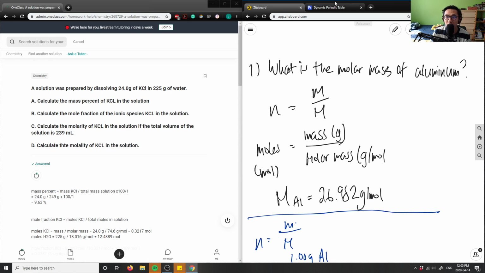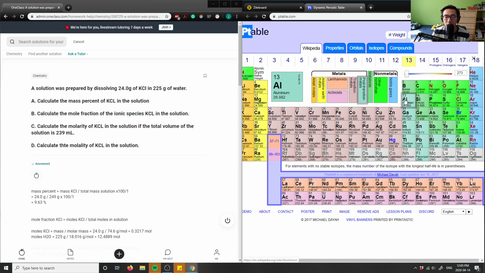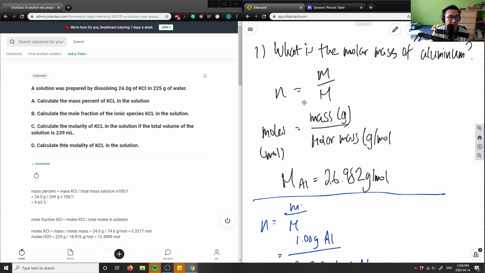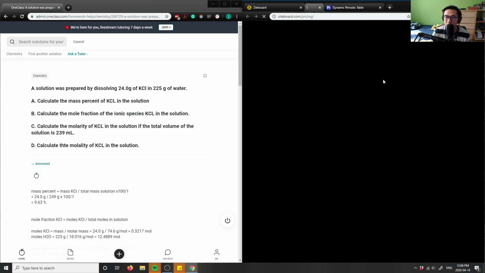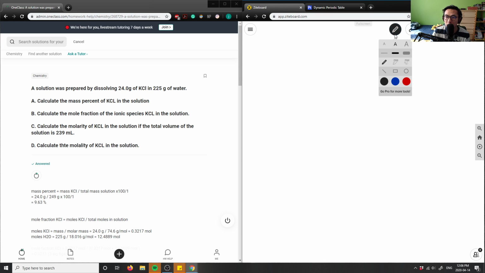So basically what we have to do is we just look at the periodic table for a molar mass, right? And if we had to solve for mass from moles, we would simply use this formula here. Moles equals mass over molar mass. So that's a standard stoichiometric problem for number 1. Oh, sorry. Let's do number 2.